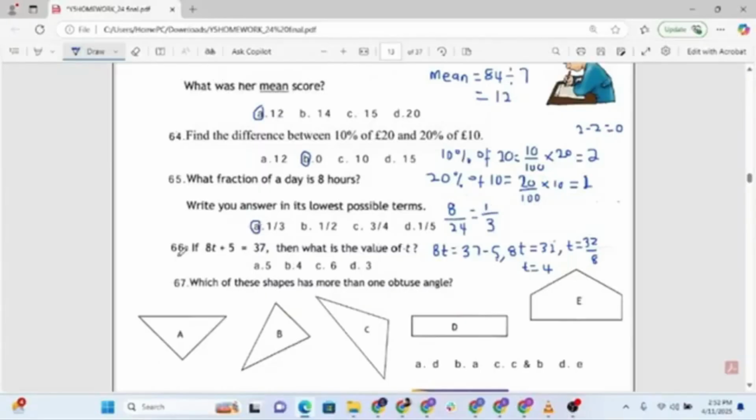Question 66. If 8t plus 5 equals 37, what is the value of t? The correct answer is option B, 4. Explanation.